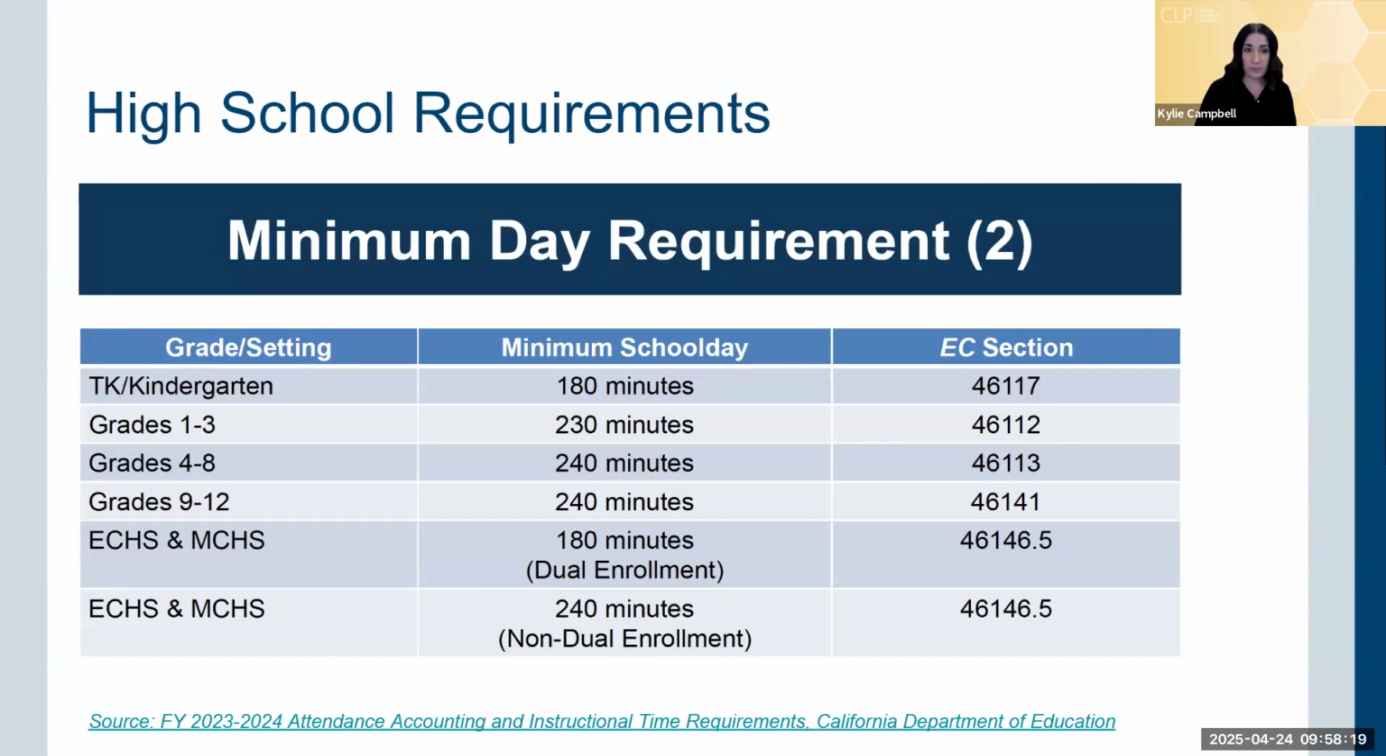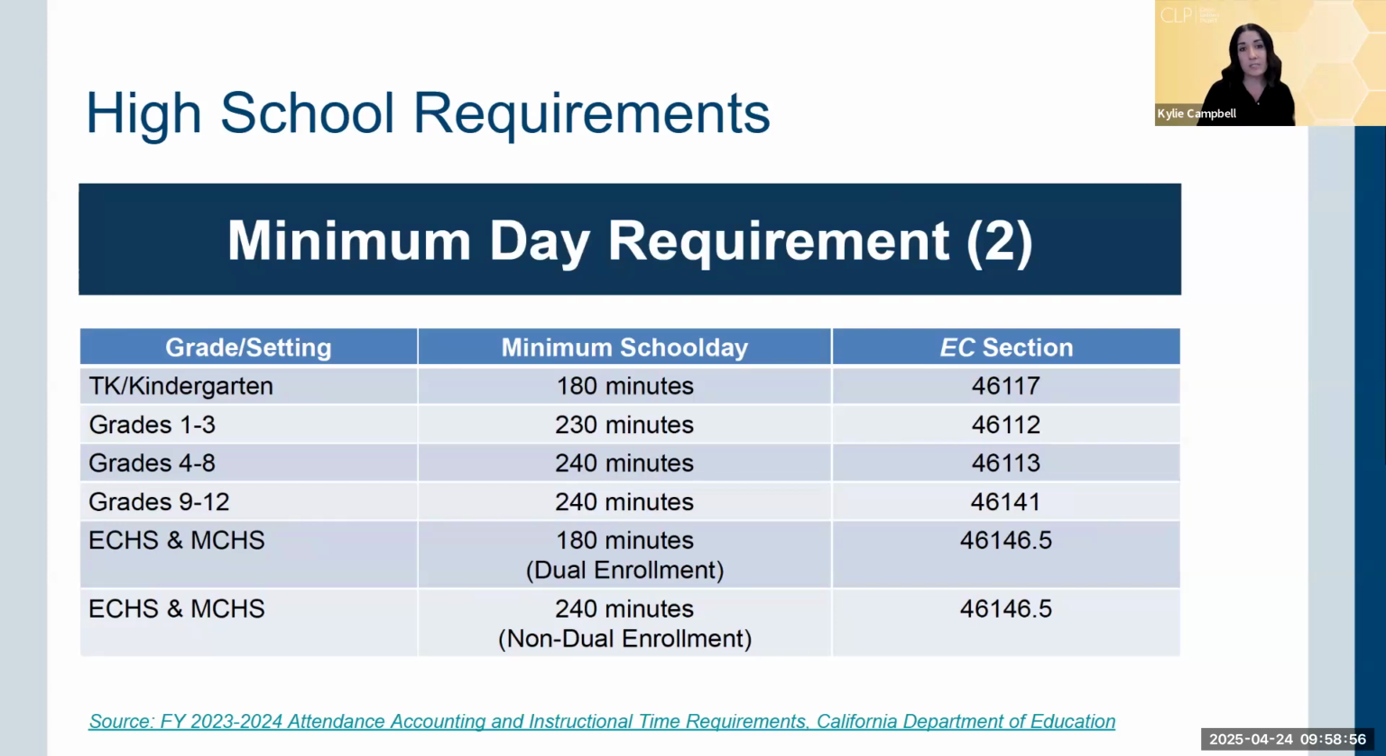But the exception to the 240 minutes as it currently stands in Ed Code is for early colleges and middle colleges. And most recently, the California Department of Education has included programs. So early college high schools, middle college high schools, or early college or middle college programs are included within the 180-minute minimum school day. And all of this can be found in time and accounting from the CDE, which I will reference several times in the presentation.